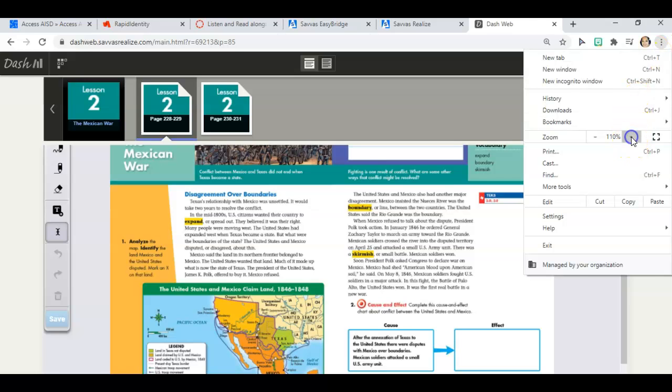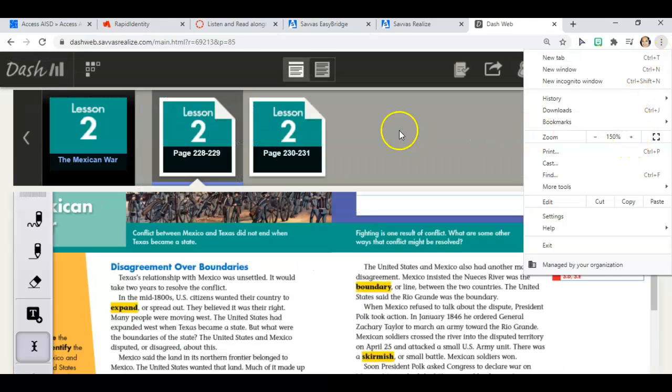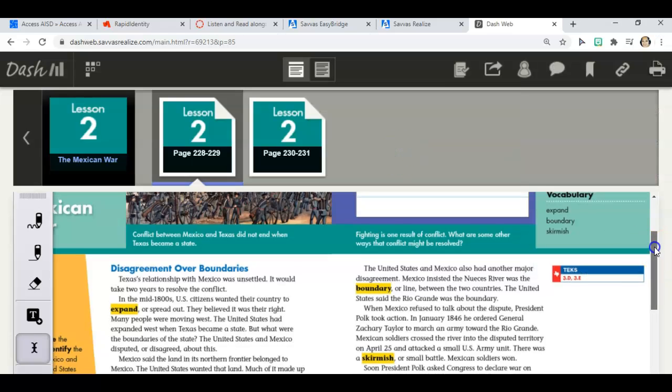Let me zoom in because you know your teacher cannot see.